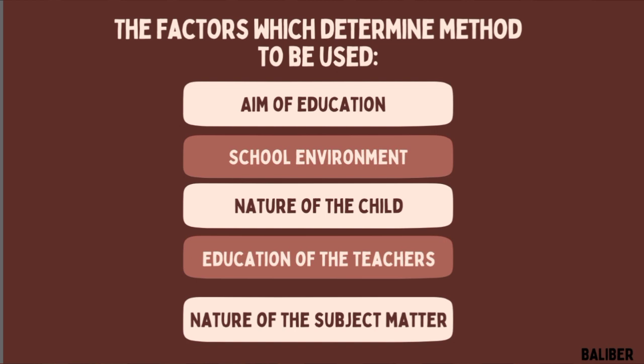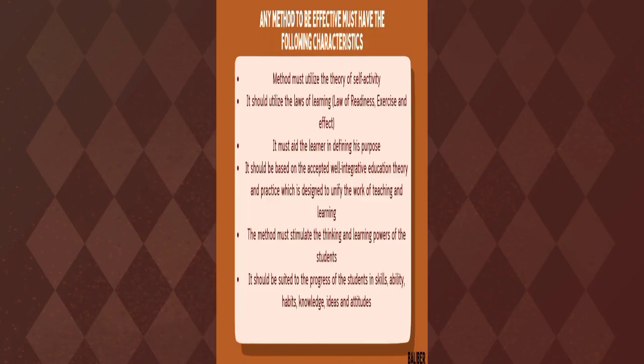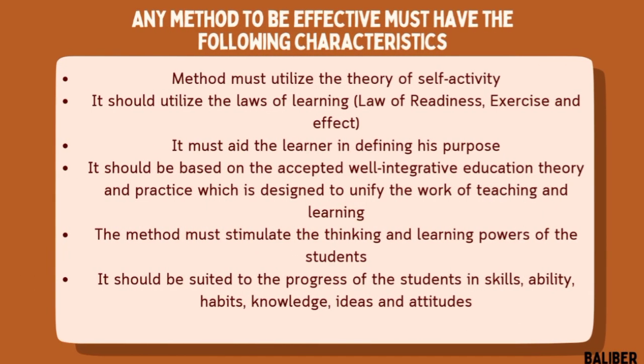The last is the nature of the subject matter. It consists of the facts observed, recalled, read, and talked about, and the ideas suggested in the course of a development of a situation having a purpose. Any method to be effective must have the following characteristics. The first characteristic is the method must utilize the theory of self-activity. The second, it should utilize the laws of learning: law of readiness, exercise, and effect.